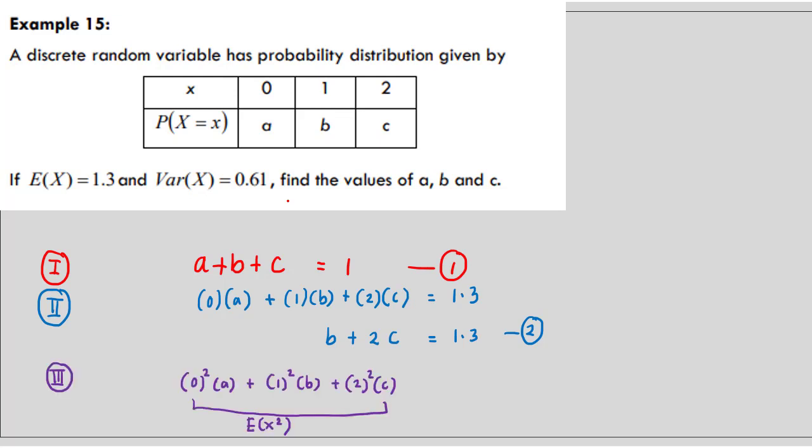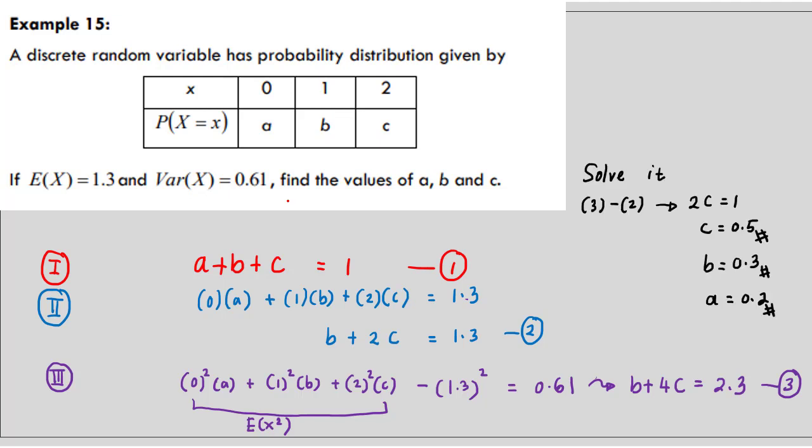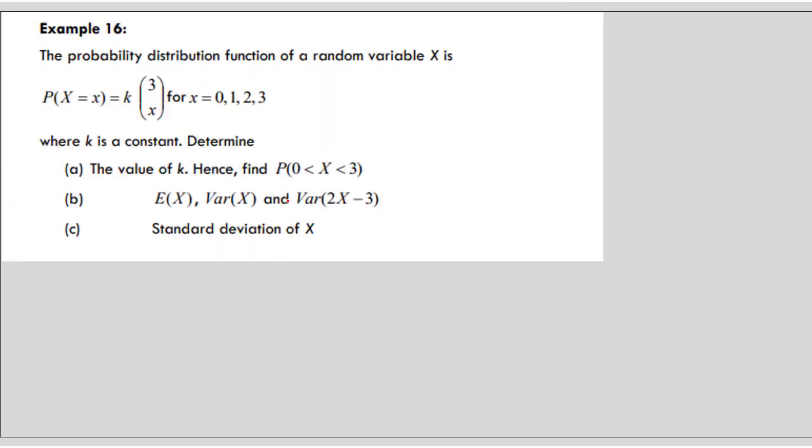And for the last one, applying E(X squared). When finding E(X squared), you also find that A disappears after multiplying with 0. So you will obtain another equation in terms of B and C. And do not forget to minus the mean squared. 1.3 is given, and it equals to 0.61. So from this equation, you get B plus 4C equals to 2.3. Now we look at the second and third equations, because only these two equations have B and C. When we solve them, you get C equal to 0.5. Automatically, you will get the answers for B and A respectively. So it's very simple, right? Let us proceed to the next question.